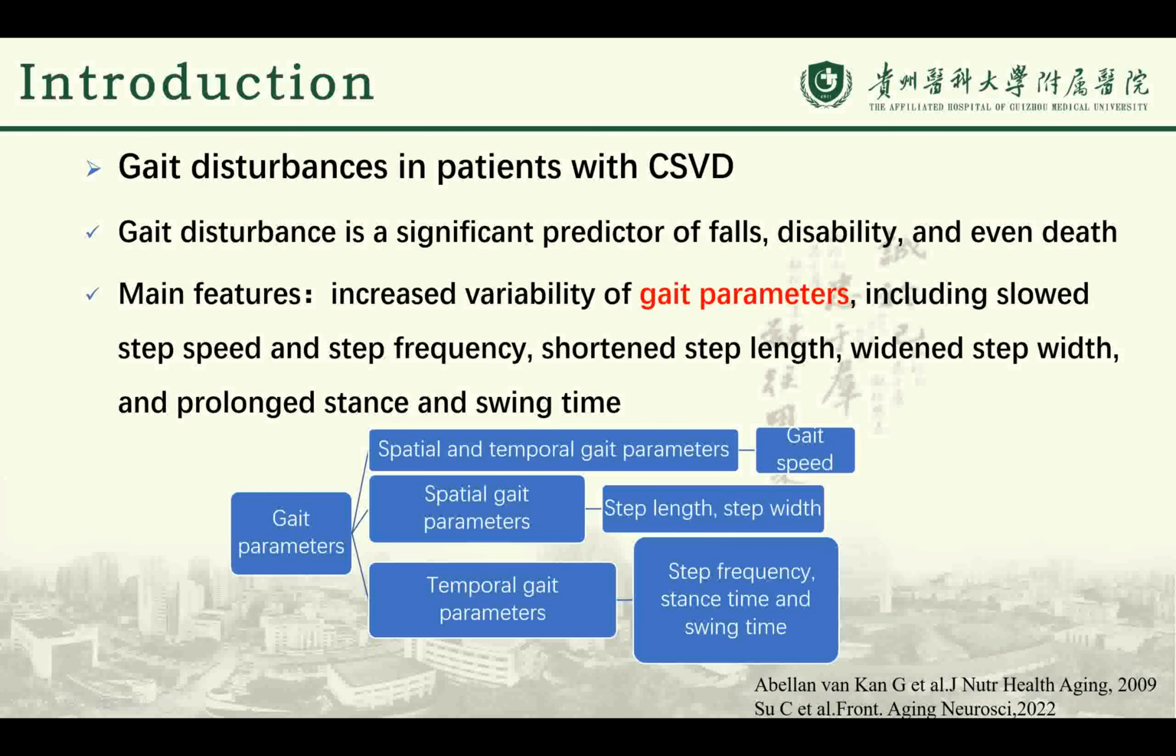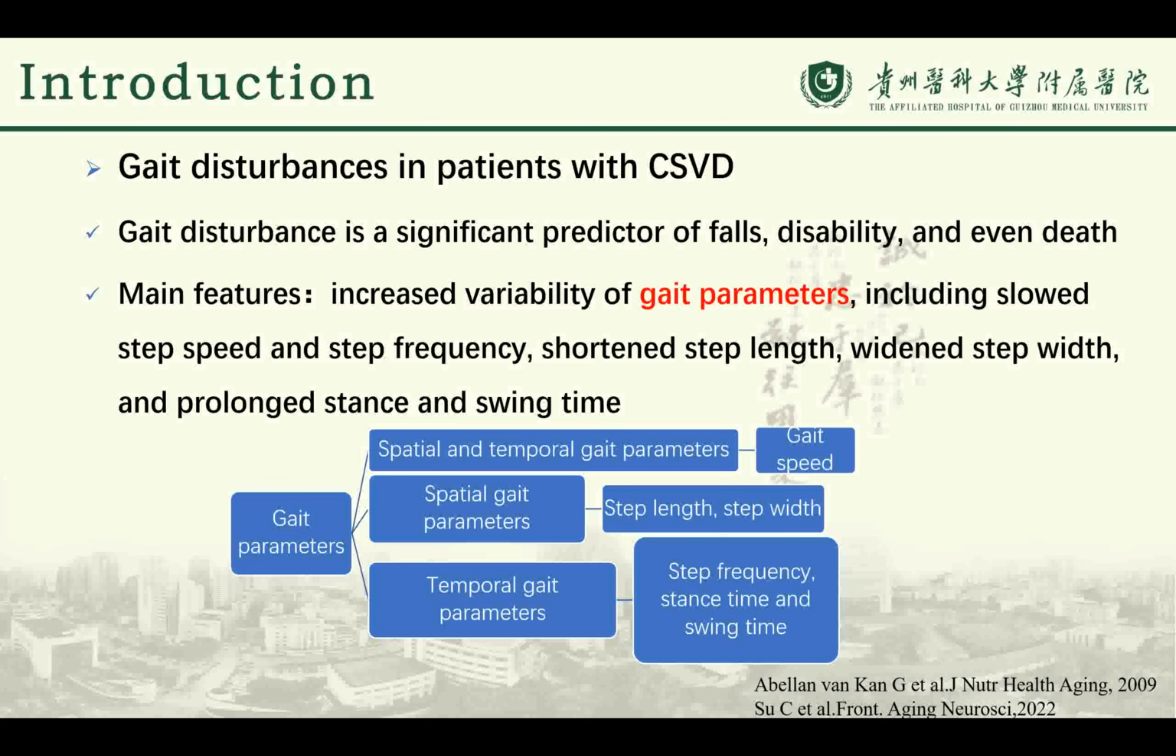Secondly, in sporadic arteriosclerotic etiologies associated with CSVD, gait disturbance is a significant predictor of falls, disability, and even death. With the revolution of gait analysis techniques, quantitative assessment of gait parameters in patients with CSVD is available. The increased variability of gait parameters, including slowed gait speed and step frequency, shortened step length and widened step width, and prolonged stance and swing times, are important clinical signs of gait disturbance.